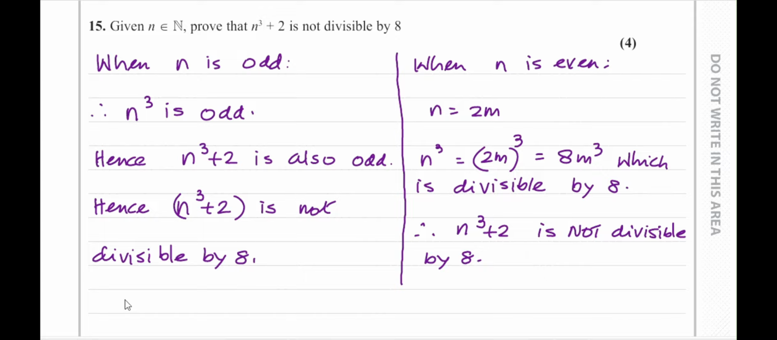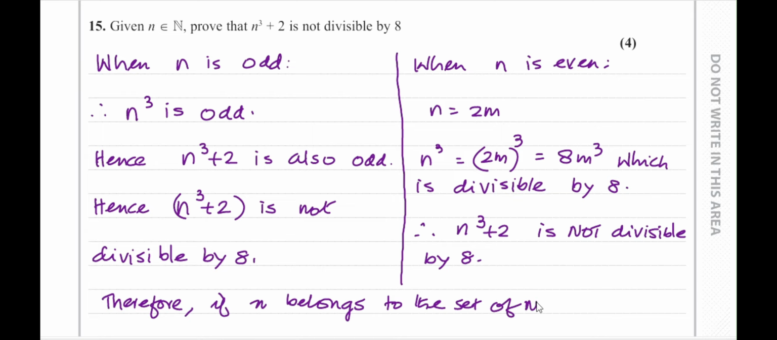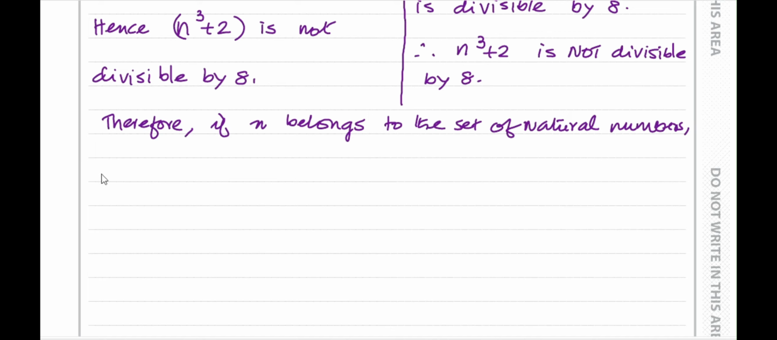Hence we can write, therefore, if n belongs to the set of natural numbers, n cubed plus 2 is not divisible by 8.